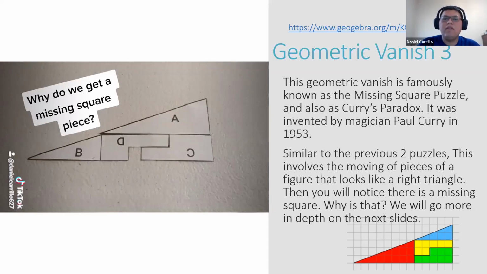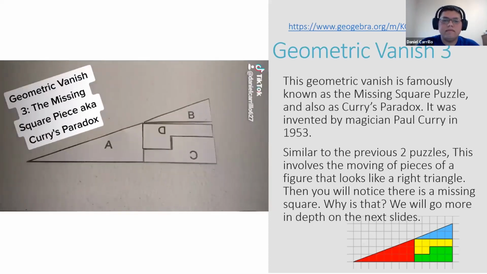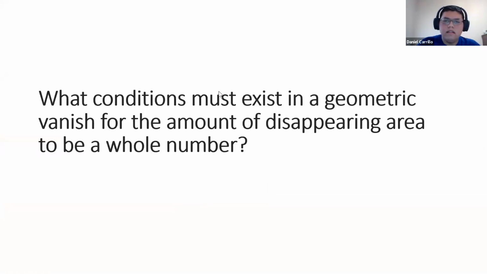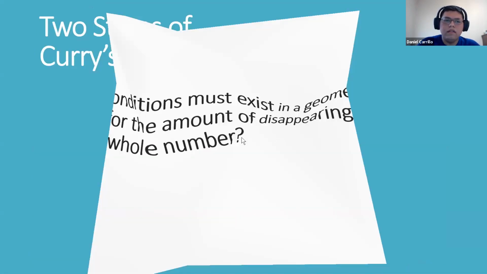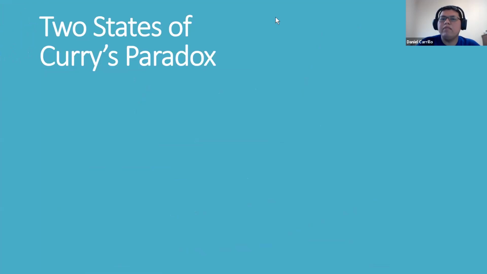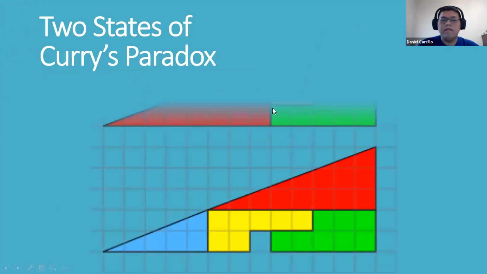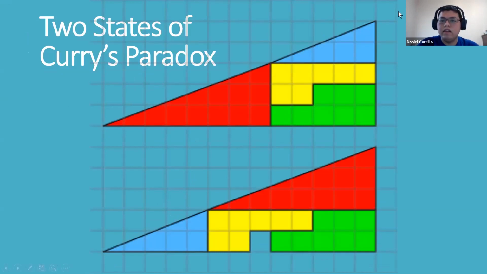But first, I would like to answer this question: what conditions must exist in a geometric vanish for the amount of disappearing area to be a whole number? Okay, so I'm gonna go ahead and place both states of Curry's paradox, the original and the new figure. As you can see, they're placed in the grid, and the pieces are color coded so it's easier to distinguish. So why don't we go ahead and find out the height of both figures?